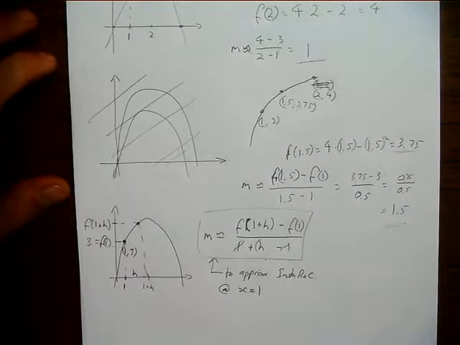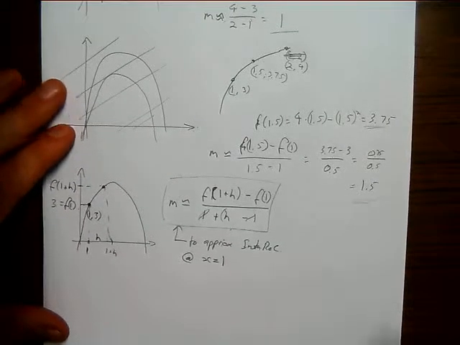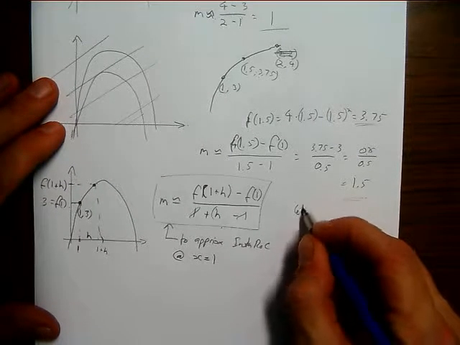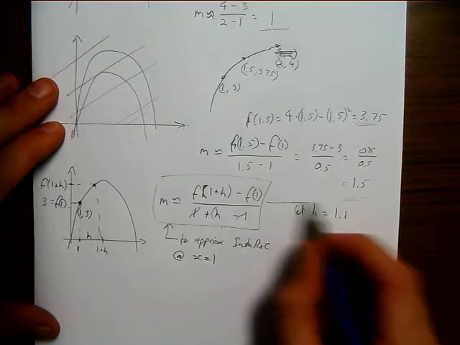We'll do 1.1 even. I want to do 1.1 first, and then we'll go even smaller. So let's let h equal 1.1. I'm a bit all over the place here.